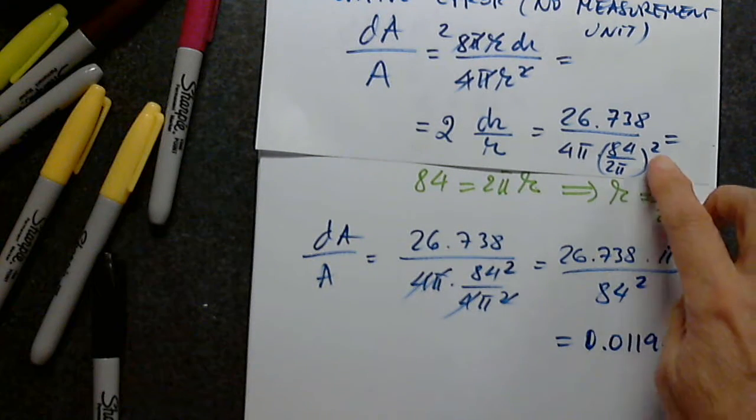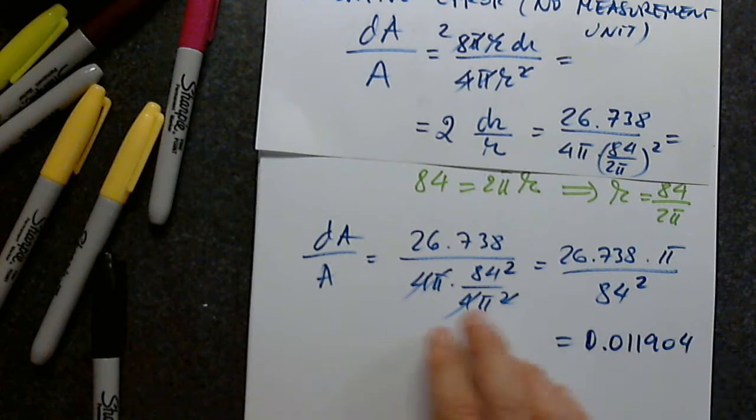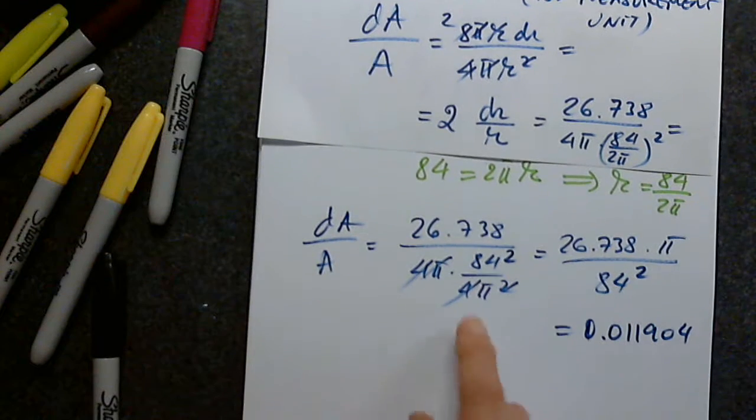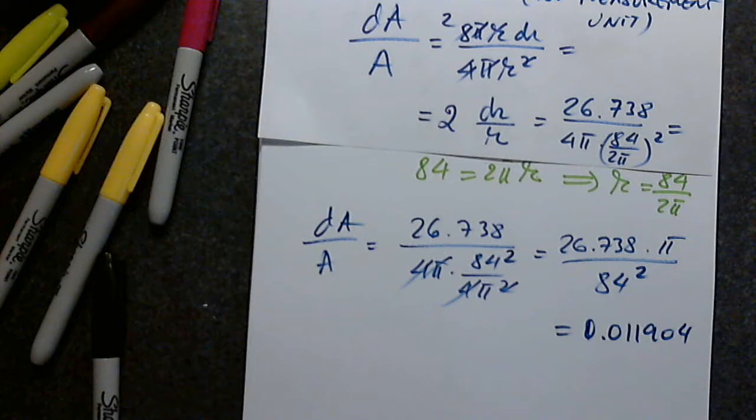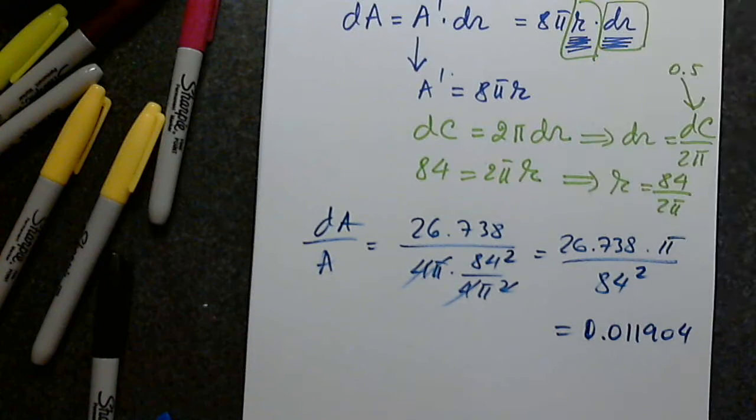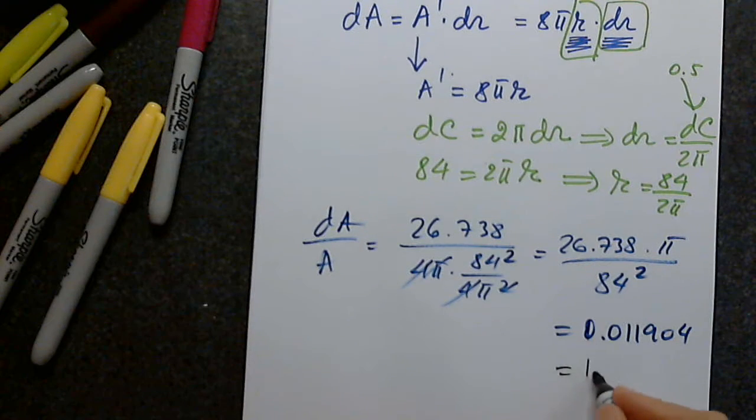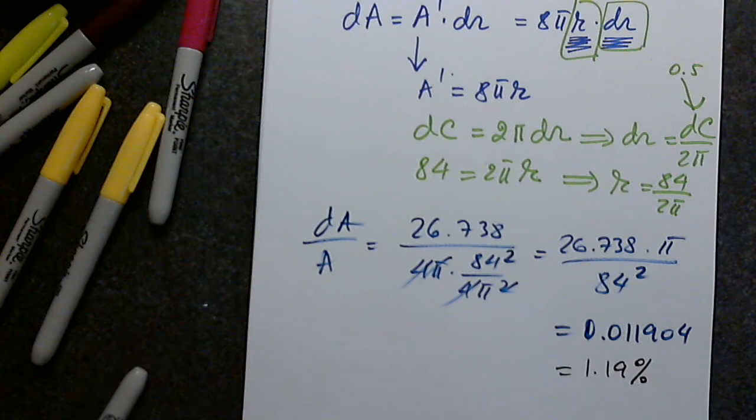84 squared. So 84 squared divided by 4 pi squared made no sense, so that's why I was looking to see what. Okay, so 4 pi, 84 squared. So what is the relative error? The relative error in the surface area is 0.00..., which means 1.19%. So 1.91% of the area.